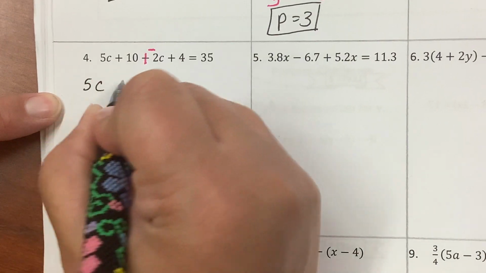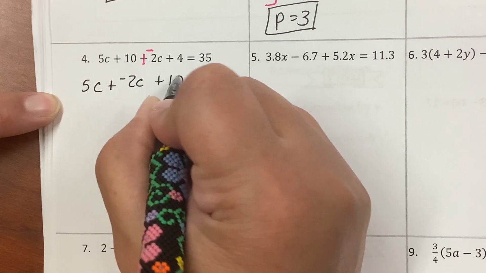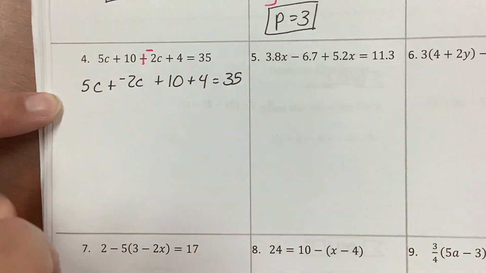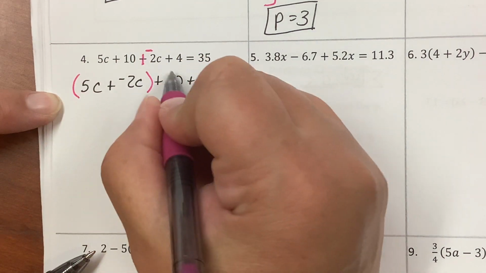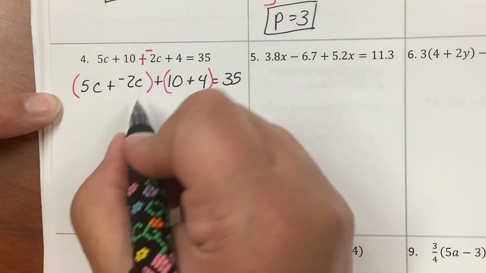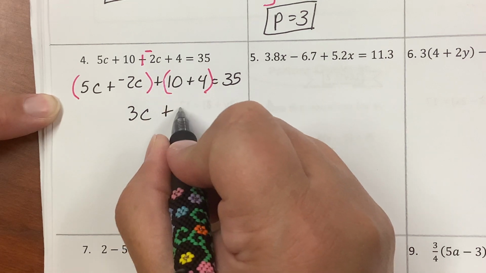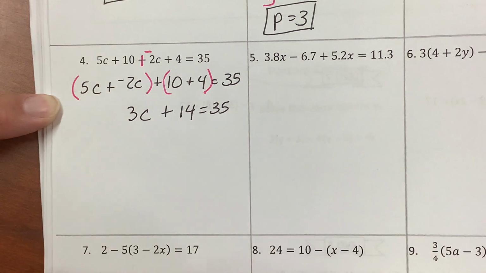So here we go. 5c plus negative 2c plus 10 plus 4 equals 35. Now, I'm going to do this part and this part. Combine my like terms. 5c plus negative 2c, 3c, plus 10 plus 4, 14, equals 35. Yay!